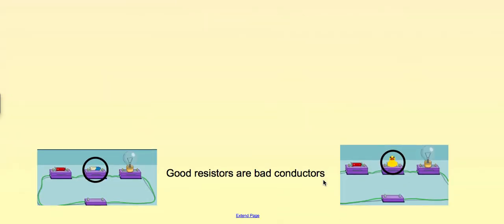And like you saw in the simulation, good resistors are bad conductors. Resistors and conductors are opposites. So an eraser is an example of a bad conductor, but a good resistor. The rubber duck, it was a bad conductor, but it was a good resistor.